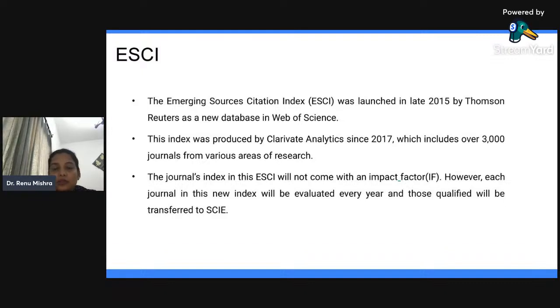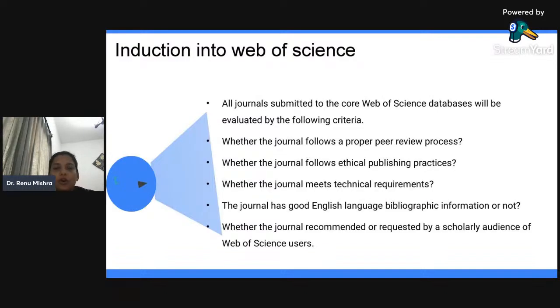It tells you about the impact of the journal. If a journal is indexed here, this citation index will tell you how important the journal is, and how much justice it is doing to the field in which it is publishing papers. All right. Now I'll tell you more about Web of Science.